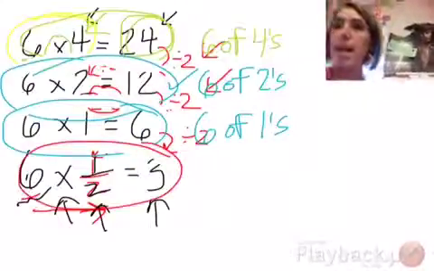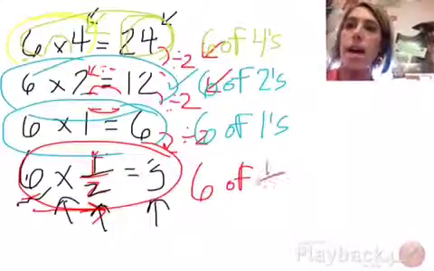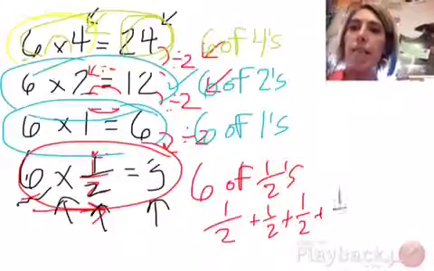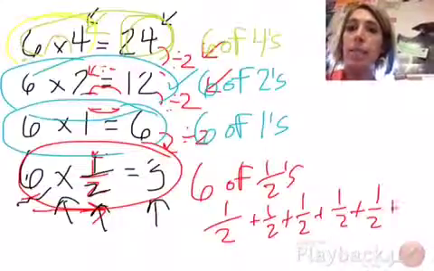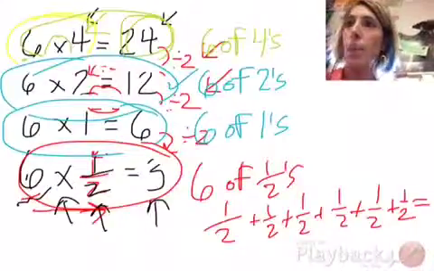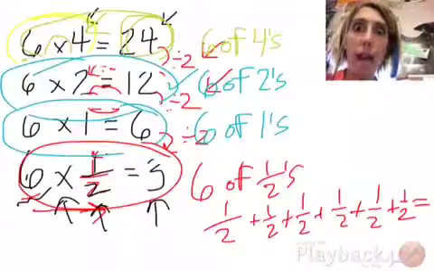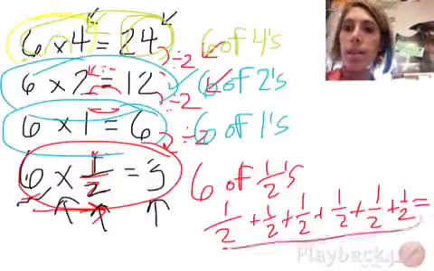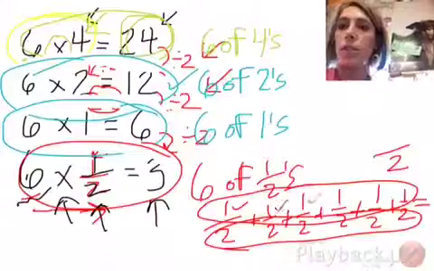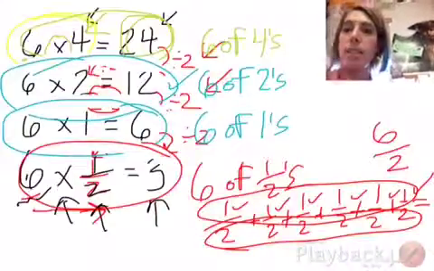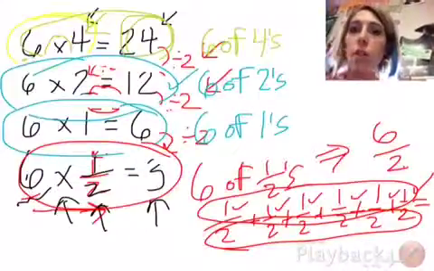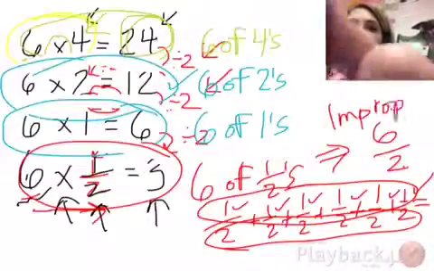Let's see. 6 times a half. We'd write that as 6 of the halves. So we want half, plus a half, plus a half, plus a half, plus a half, plus, what do you know? A half. Okay, now you guys have been working on those types of problems, and this one's actually super nice because the denominators are all the same, which means I'm going to keep the denominator as a 2 and just add the numerators. So I have 1, 2, 3, 4, 5, 6. So 6 of those halves is the same thing as 6 over 2, which is improper. You following me?